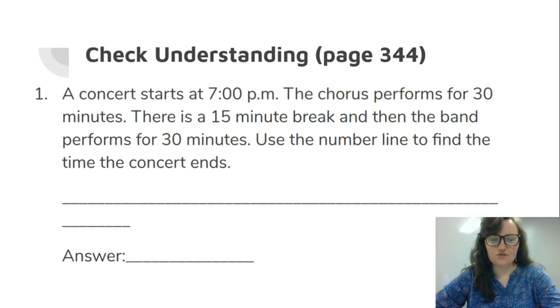All right, so now the check understanding, it says a concert starts at 7:00 p.m. The chorus performs for 30 minutes. There is a 15-minute break, and then the band performs for 30 minutes. So use the number line to find the time the concert ends.